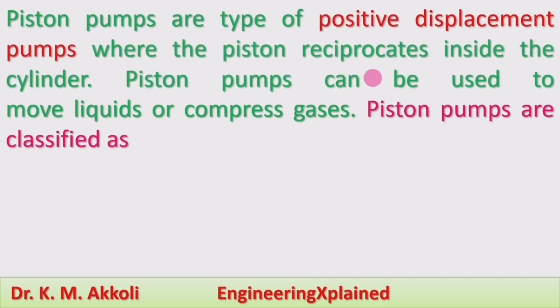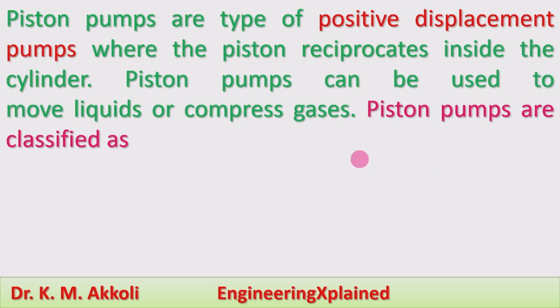First, we'll see what is meant by piston pumps. Piston pumps are a type of positive displacement pump where the piston reciprocates inside the cylinder. Piston pumps can be used to move liquids or compress gases. Here, they can be used for the movement of fluids as well as the compressing of gases. Our application is to supply liquids.